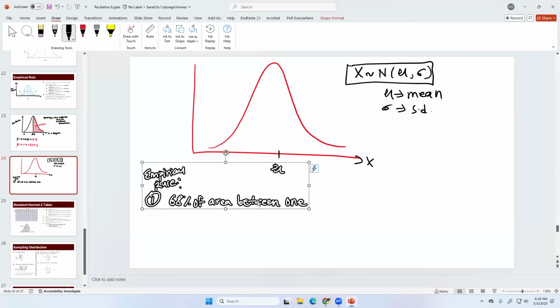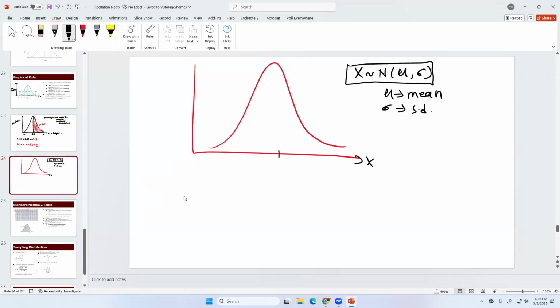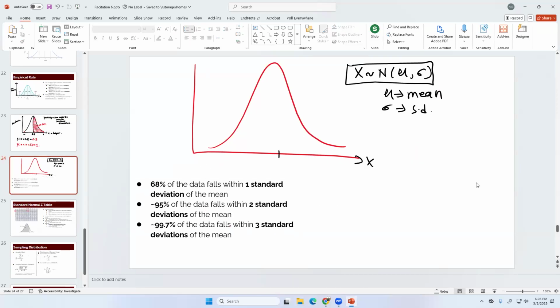False. Let me delete this and let me copy this thing. Now think about the first empirical rule. Okay, 68% falls within one standard deviation from the mean. So if this is the center, and if I go one standard deviation away, mu plus sigma, mu minus sigma. Okay, so mu is my center. I'm going one standard deviation away on both sides.